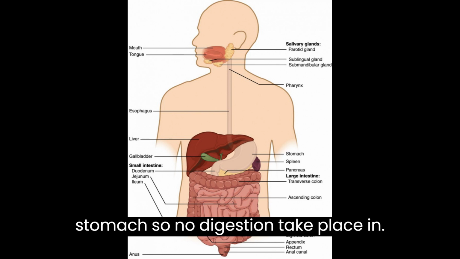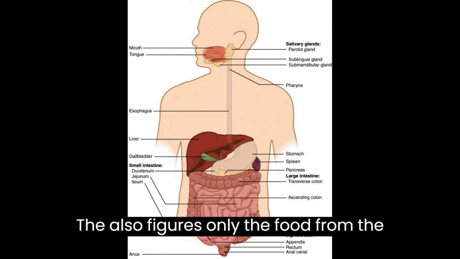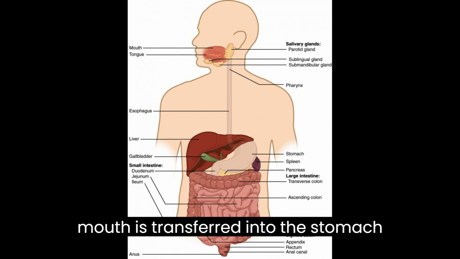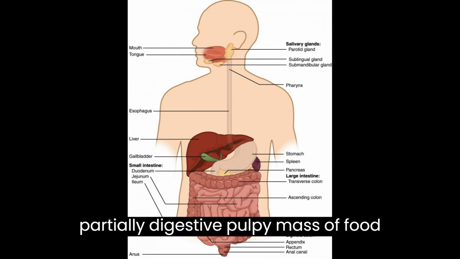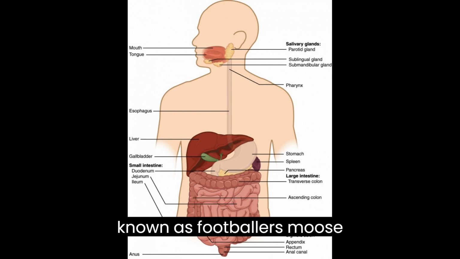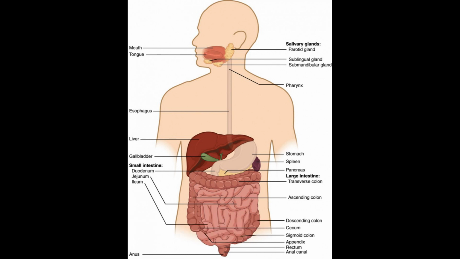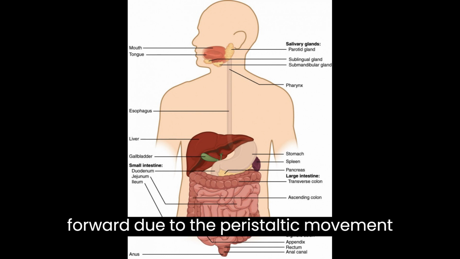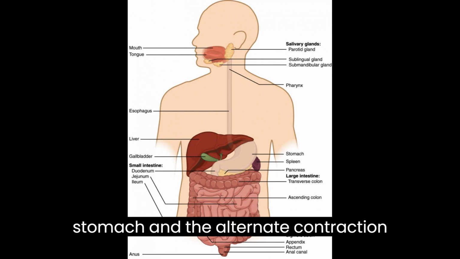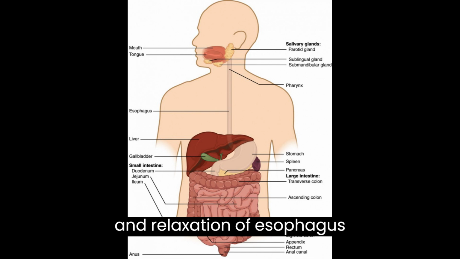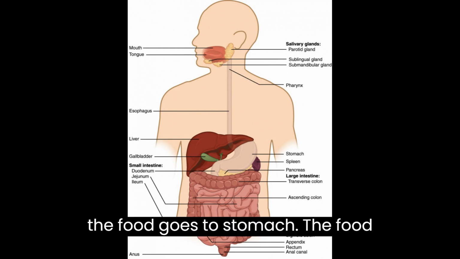So no digestion takes place in the esophagus. Only the food from the mouth is transferred into the stomach by the esophagus. The partially digested pulpy mass of food known as food bolus moves forward due to the peristaltic movement of the esophagus and reaches the stomach, and the alternate contraction and relaxation of esophagus muscles causing the movement of food bolus is known as peristalsis. Okay, then the food goes to the stomach.